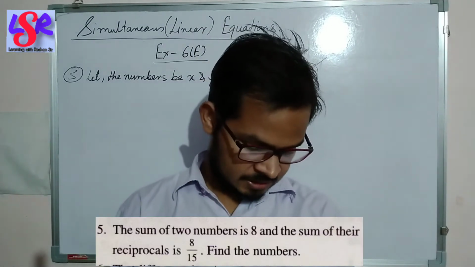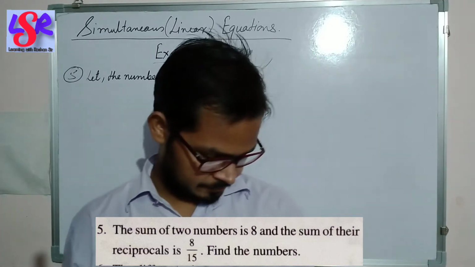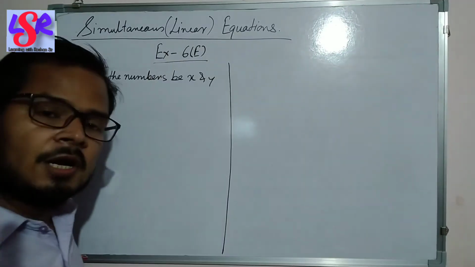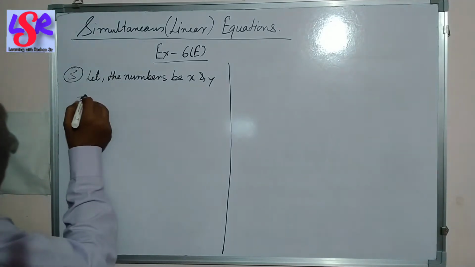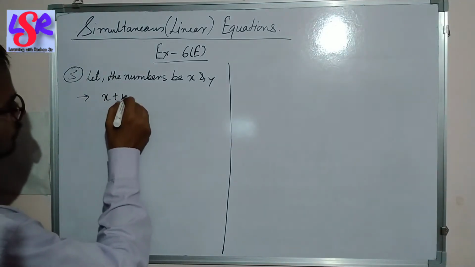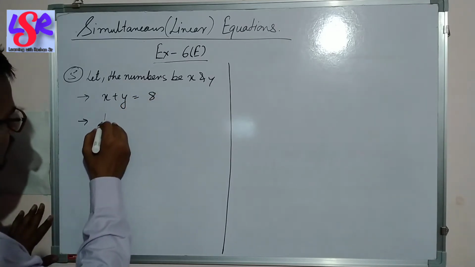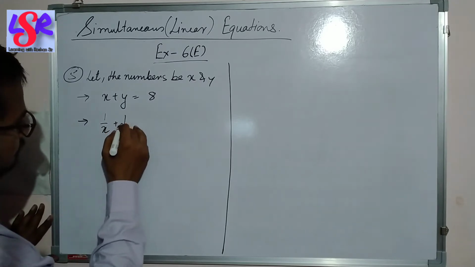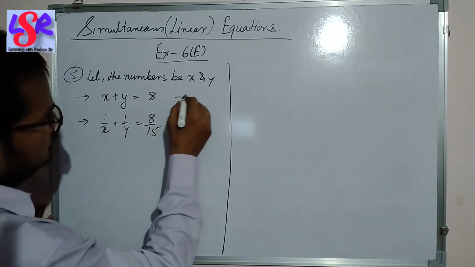Here the sum of two numbers is 8 and the sum of their reciprocals is 8 by 50. Find the numbers. Now let the numbers be x and y, as the sum is 8. So this will become x plus y equals 8. And for the second equation, the sum of their reciprocals is 8 by 50. Here this is your first equation.